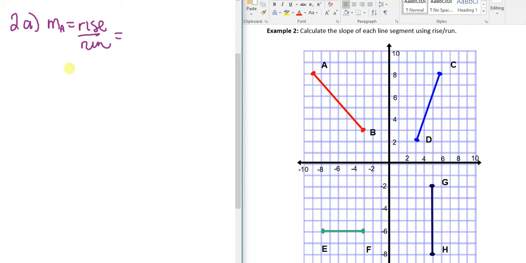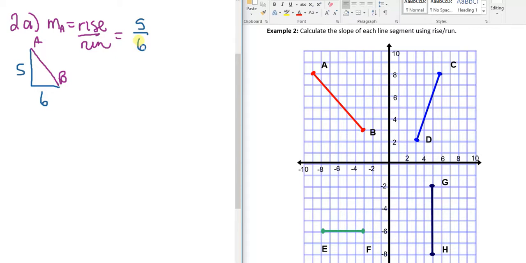Okay, and if it goes AB, what you can do to make it easier is you can draw that triangle. So we counted 1, 2, 3, 4, 5. Okay, and we counted 1, 2, 3, 4, 5, 6 here. So the rise over the run is 5 over 6.